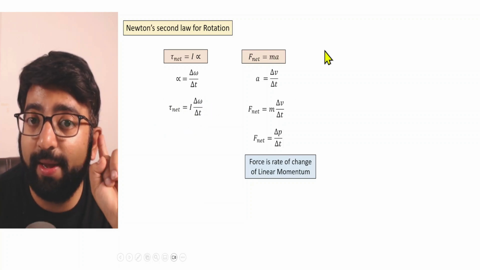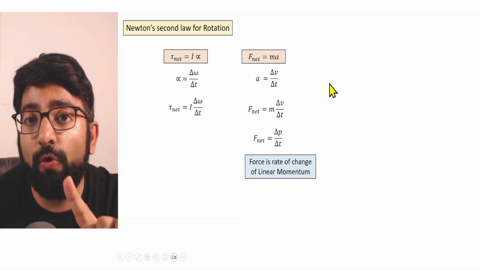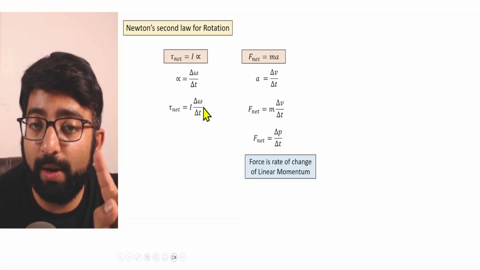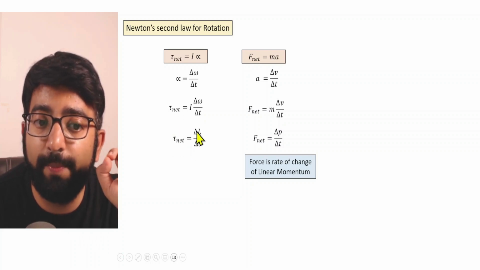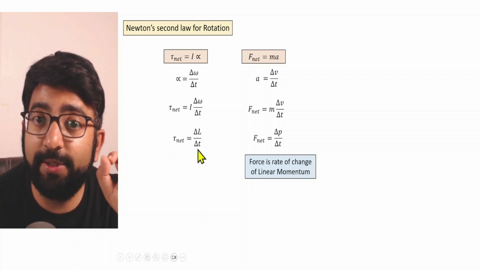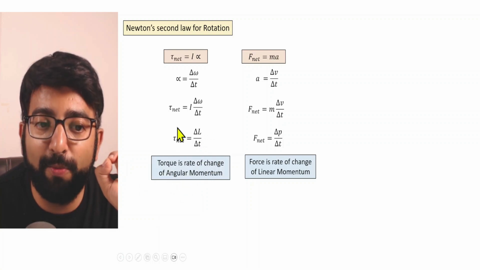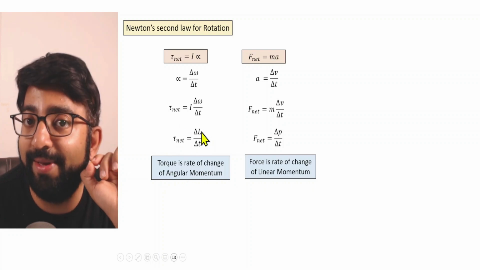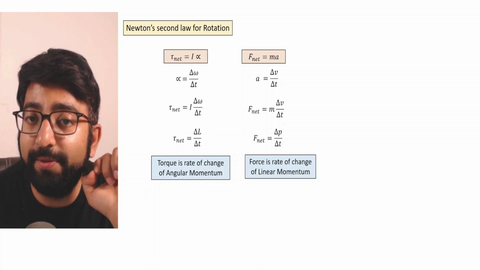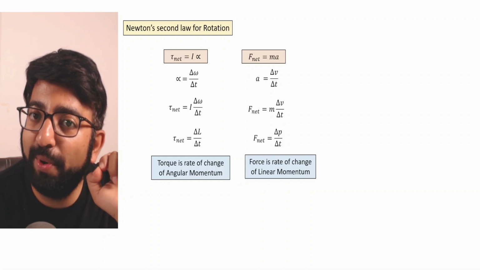Now we have discussed angular momentum is I into omega. So I into delta omega will be delta L, change in the angular momentum. So the net torque will be delta L by delta t, which can be written in statement form as: torque is the rate of change of angular momentum, L being the angular momentum. And based on these formulas, let us try to solve a few questions.